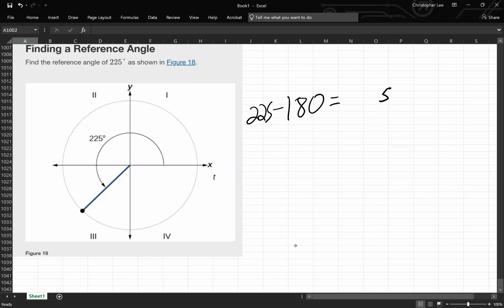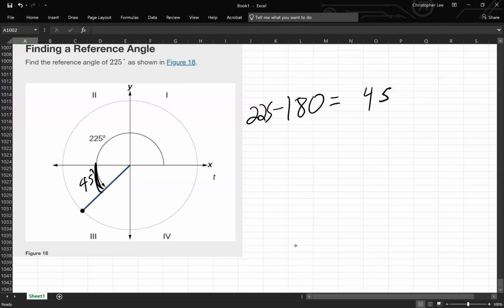It's 8. It's 4. And that's it. So 45 degrees. That's here. Questions on this? Finding a reference angle. This is going to become important in the future. Really important in the future.